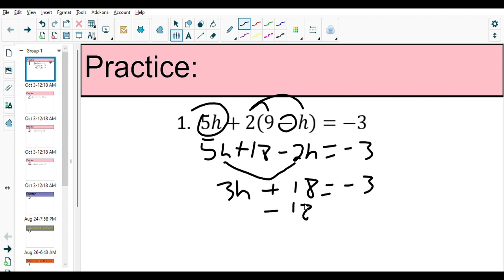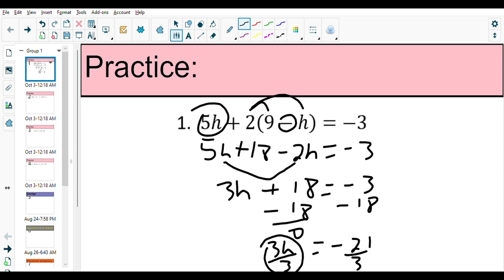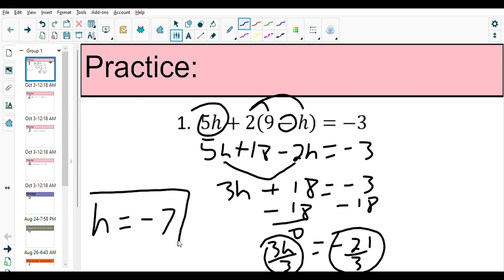Subtract 18 here and do that to both sides. Whatever I do to one side I need to do to the other side. This is 0, so we end up with 3h, and negative 3 minus 18 is negative 21. Finish this out by dividing by 3, because 3 divided by 3 is 1. We end up with 1h on the left hand side. That's just h. And over on the right hand side, negative 21 divided by 3 is negative 7. And that finishes out that first question.